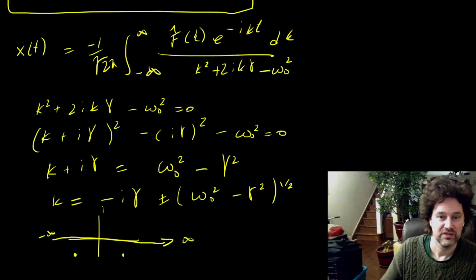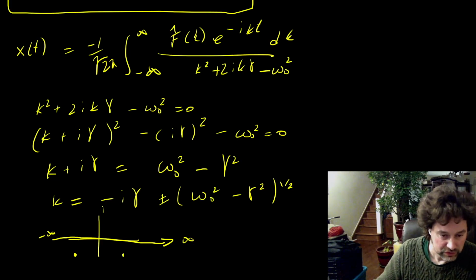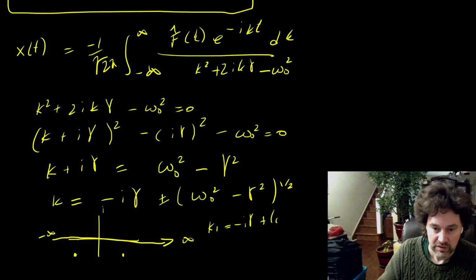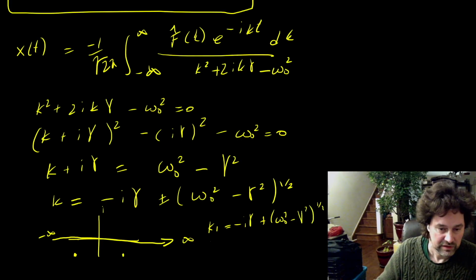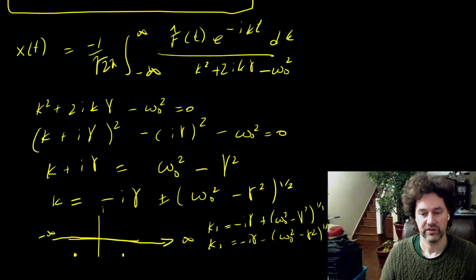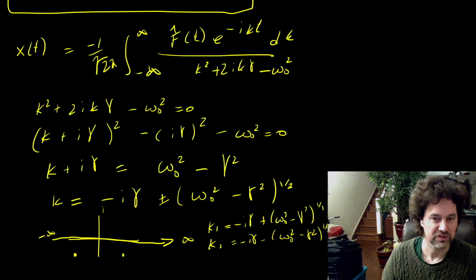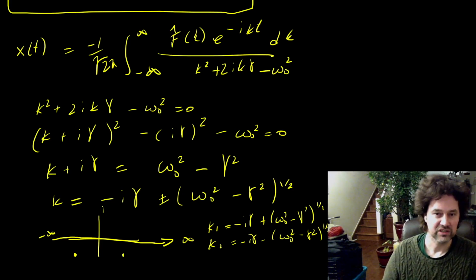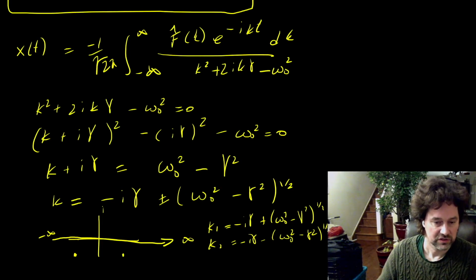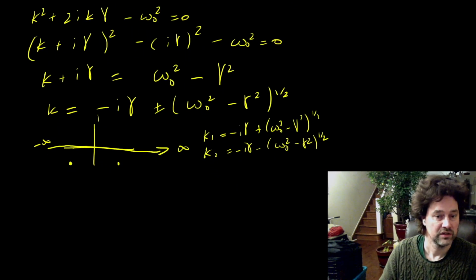So now we want to see, how do we evaluate this? Having looked at these roots, we're going to write those as k1 equals minus i gamma plus (omega naught squared minus gamma squared) to the 1/2, and k2 equals minus i gamma minus (omega naught squared minus gamma squared) to the 1/2. I'd have to look in the book, but it could be that the sign choices I've made differ from the sign choices in the book for their k1 and k2. It won't matter at the end because we're going to get rid of those. But what we will want to do is plug those into our relationship here.